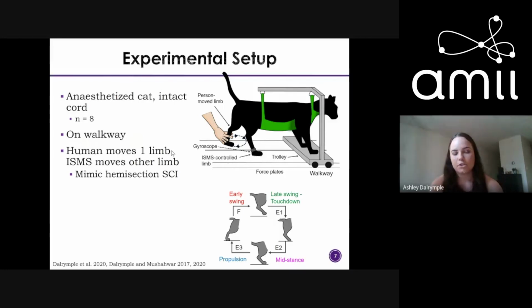I'll first show you how we test our controllers in an experimental setup with this intraspinal microstimulation. We test it in cats. We have a cat that's anesthetized, so it's asleep, and it has an intact spinal cord, so there's no spinal cord injury. And what we do is we suspend it in a sling that's on a cart over a walkway.